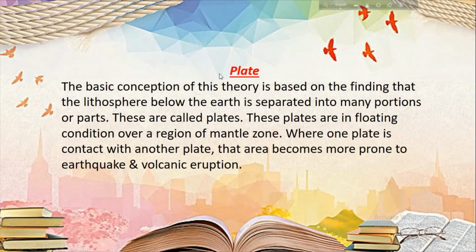And what is a plate? The basic conception of this theory is based on the finding that the lithosphere below the earth is separated into many portions or parts. These are called plates. And these plates are floating over which zone? The mantle zone. Because some portions of this mantle zone are semi-liquid or half melted, and where one plate is in contact with another plate, that area becomes more prone to earthquakes and volcanic eruptions.